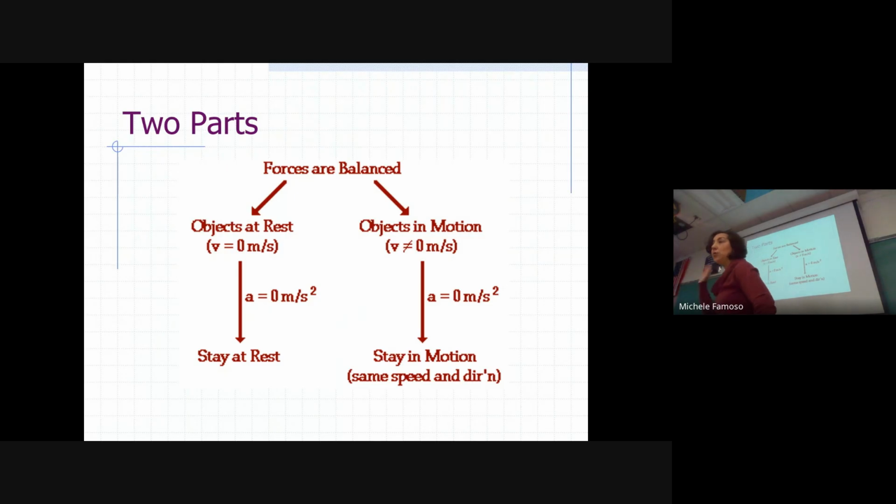But that's a flow chart which will help you understand both situations. Because I'm going to give you descriptions of objects and what they're doing, and you're going to have to tell me whether the forces are balanced or not. And how do you know? Okay. Everybody all set with the flow chart?